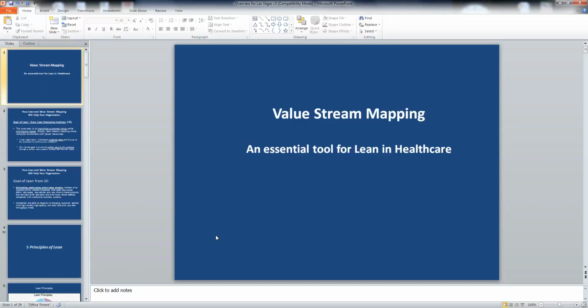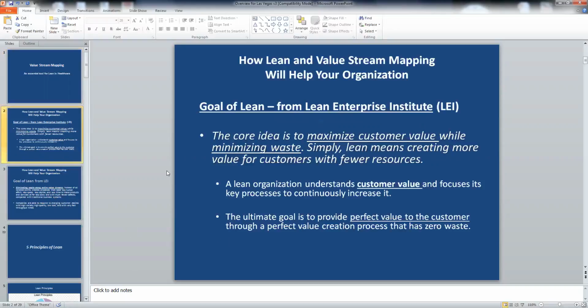Tonight, we're going to discuss the concept of value stream mapping. It's one of the essential tools for Lean, and in particular for our course in Lean in Healthcare. So, as we've talked about before, but I want to reiterate, the goal of Lean, and this is a definition from Lean Enterprise Institute, is to maximize customer value while minimizing waste. And so what we're going to learn today is that the value stream map is one of the tools that's going to help us achieve the main objective of Lean.